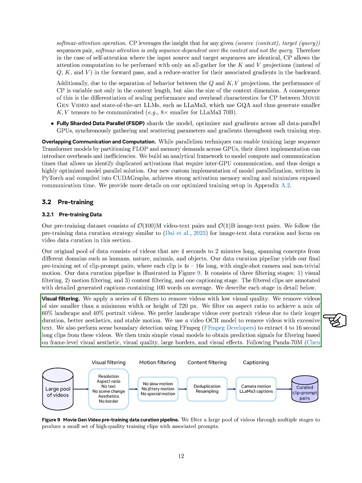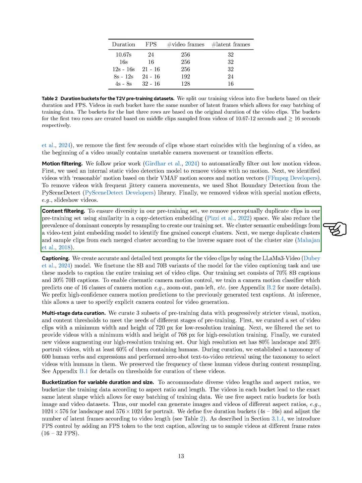In the visual filtering stage, we apply 6 filters to eliminate low-quality videos, ensuring a mix of landscape and portrait formats. We also use a video OCR model to remove clips with excessive text and extract segments of 4 to 16 seconds. Motion filtering involves removing videos with no motion and those with excessive jitter. Content filtering ensures diversity by eliminating duplicate clips and resampling to balance dominant concepts. For captioning, we use the Llama 3 video model, fine-tuning its variants for video captioning. We also train a camera classifier to predict camera movements, which we incorporate into the captions for enhanced control during video generation.